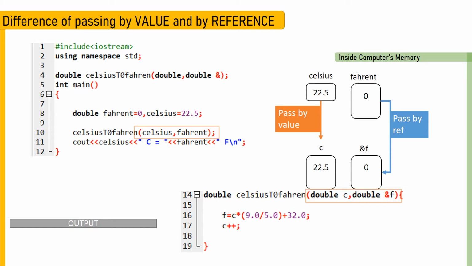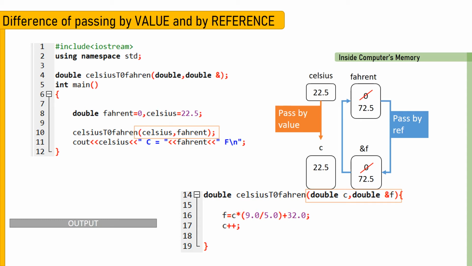So next, the function definition will start executing. In line 16, we calculate the value of F, where now F is no more 0 after execution. Now F is 72.5. Automatically, the actual parameter Fahrenheit will be updated to 72.5.